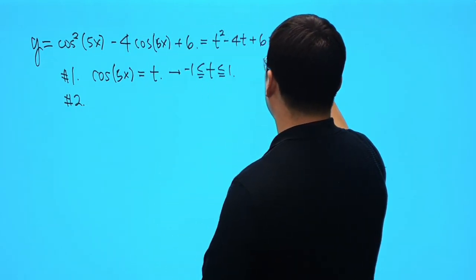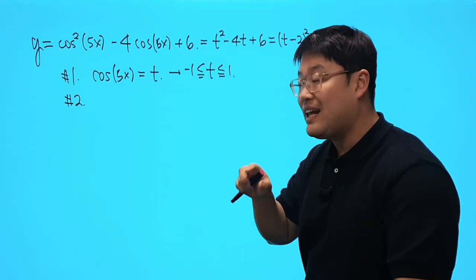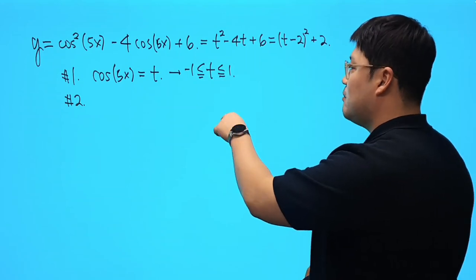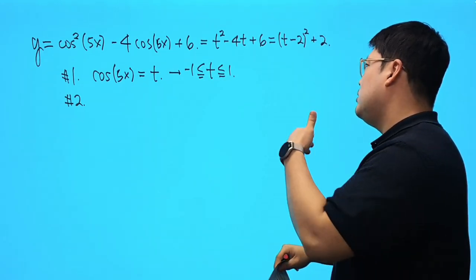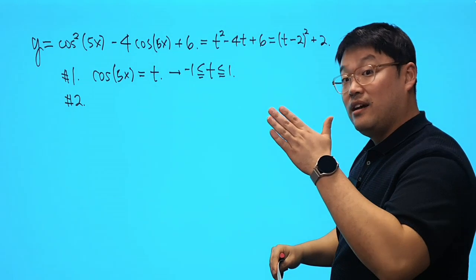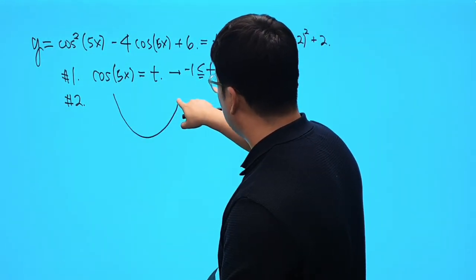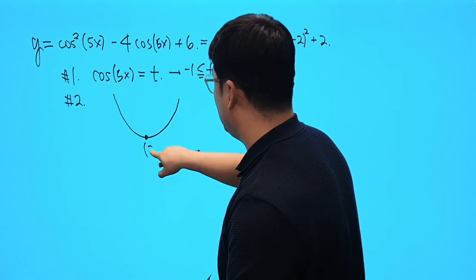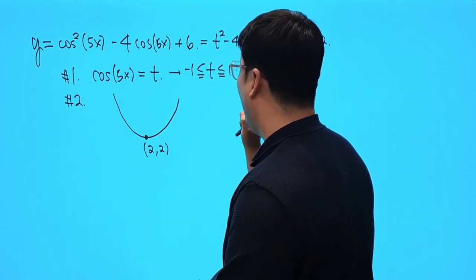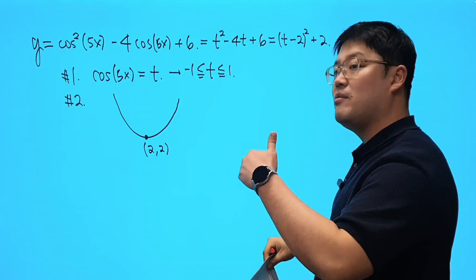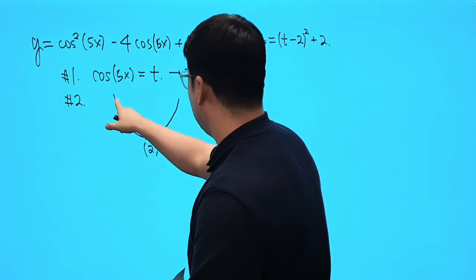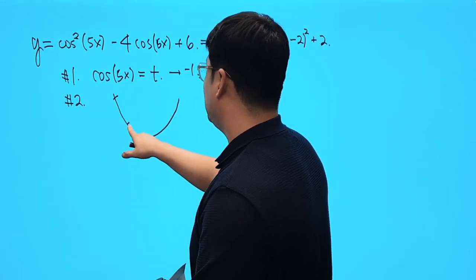And if I simply graph this, not yet using the fact that t is locked between -1 and 1, we'll just use the fact that the vertex is (2, 2). So we get (2, 2) there. And all we need to do is sketch from -1 to 1. So from -1 to 1, it's going to be somewhere down here.